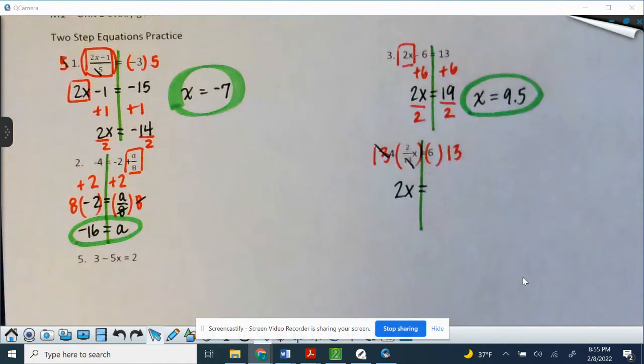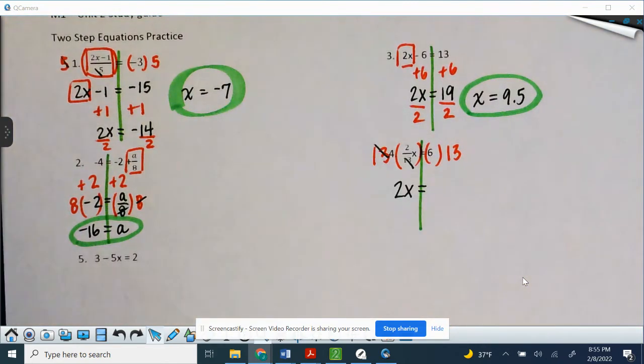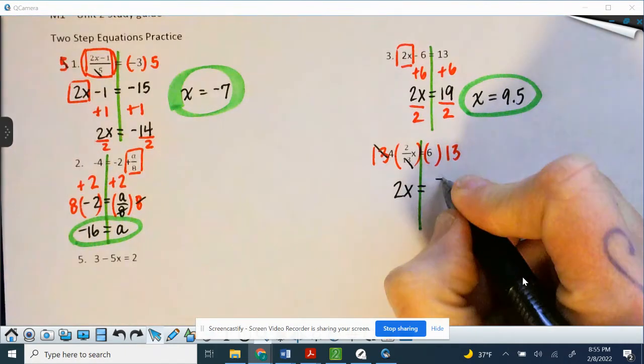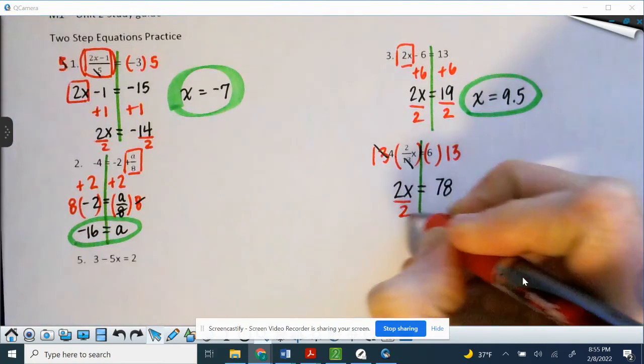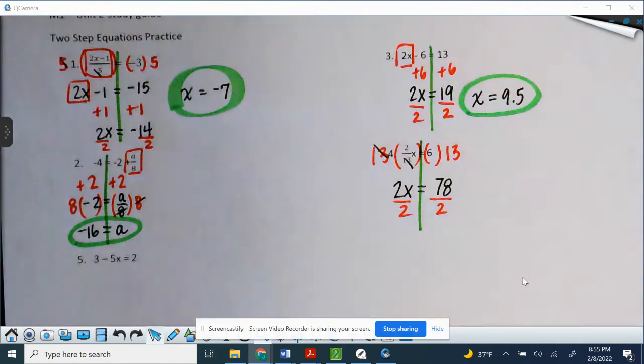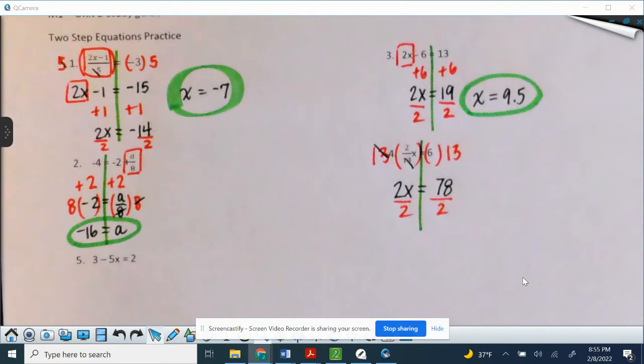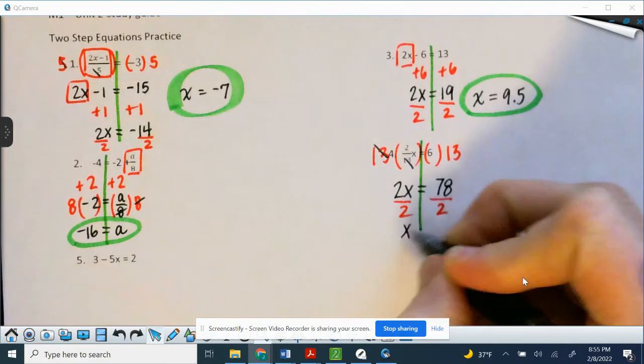Sorry, I need my calculator. 78. And then x is not by itself still, so we're going to divide by 2. And we should get 39. Yep. So x equals 39.